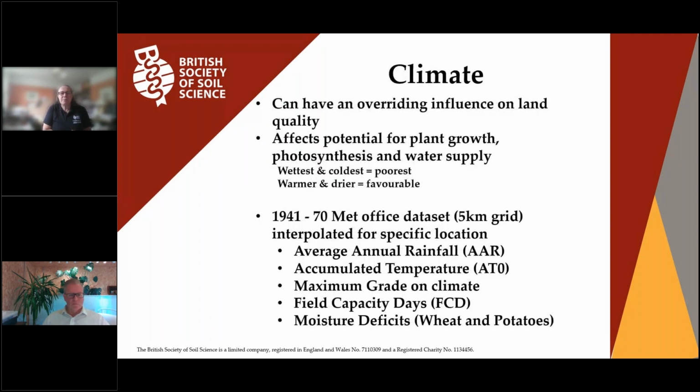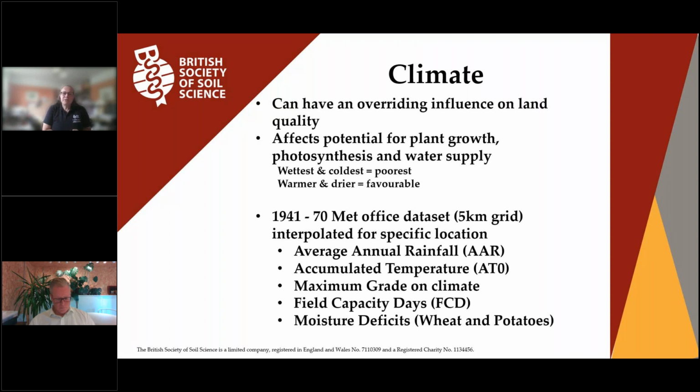So looking at climate first, we look at climate first because this can have an overriding influence on land quality. If the climate is poor, then whatever the soil factors are, the land classification will be low. And the reason we look at climate is because it affects the potential for plant growth. So you find that the wettest and coldest areas of the country have the poorest land quality, whereas warmer and drier areas have a more favourable land quality.